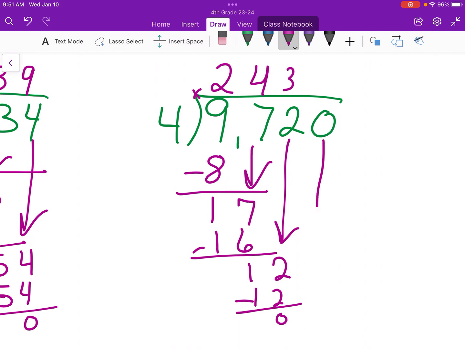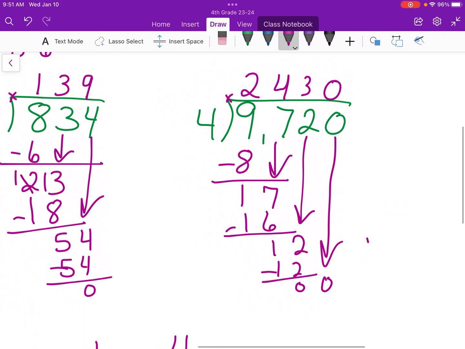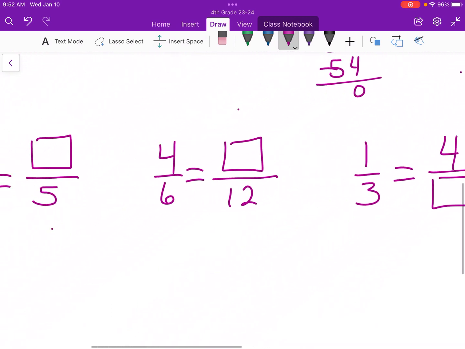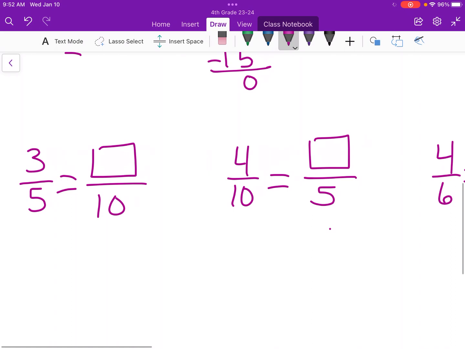Look to see if we have anything to bring down. We have one more to bring down, which is a 0. We still take 0 divided by 4. It goes in there 0 times. 0 times 4 is 0. Subtract that out. We have no remainder. So our answer for 9,720 divided by 4 is 2,430.